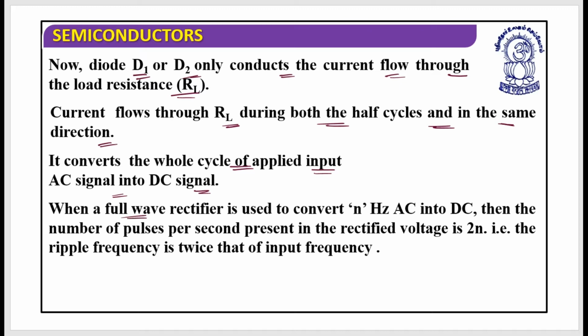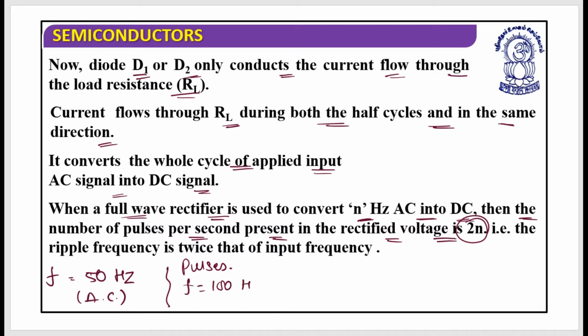And we can say that when a full wave rectifier is used to convert n hertz AC into DC, then the number of pulses per second present in the rectified voltage is 2n. Yes, so if you have provided AC of 50 hertz, then the pulses you receive have a frequency of 100 hertz for the full wave rectifier, and the pulses you receive on the half wave is 50 hertz, it's n. This is for the half wave rectifier.